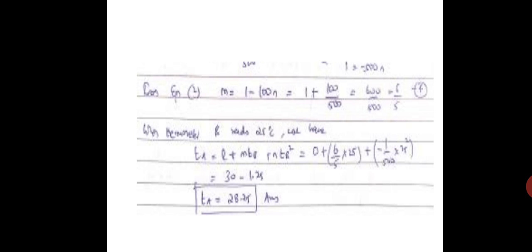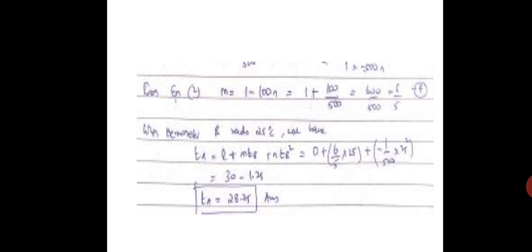So substituting these three values in the equation, when the temperature of B reaches 25 degrees centigrade, I put the value of TB as 25. I have to find TA. TA = L + mTB + nTB². So substituting L = 0, plus m is 6/5 into TB, that is 25 degrees centigrade, plus nTB², n is −1/500 and TB is 25, so 25 square. So this becomes 30 − 1.25. The temperature A becomes 28.75 degrees centigrade.